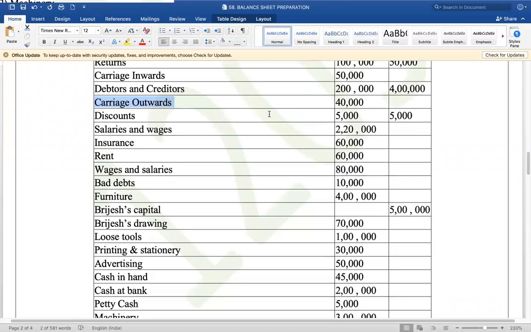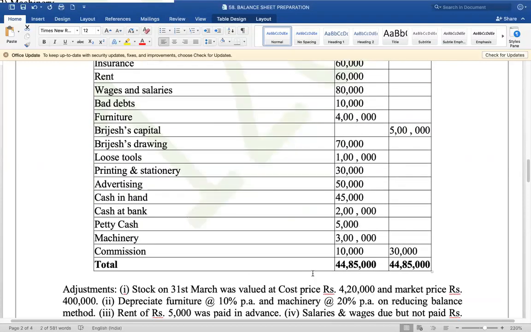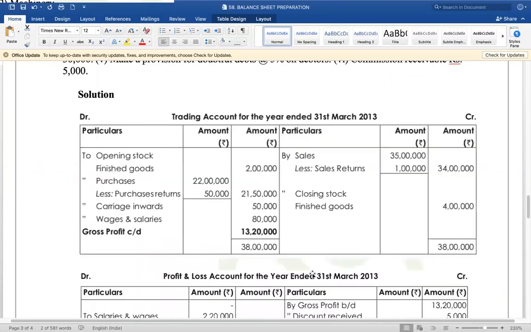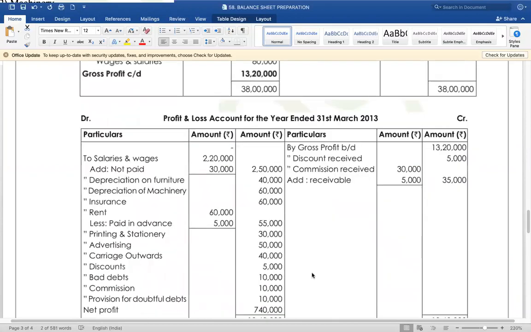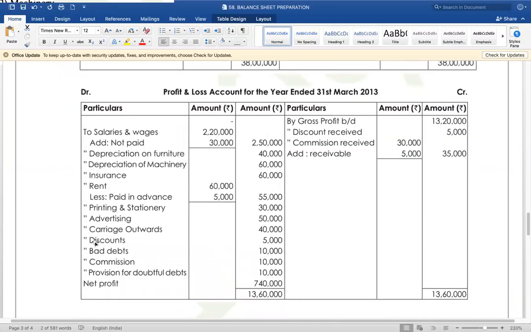Yeah, carriage out to 40,000. Discounts 5,000 and 5,000. Okay, both of 5,000. So discount, one is debited, another one is credited. Look at this. Discount allowed is debited. Discount received is credited.